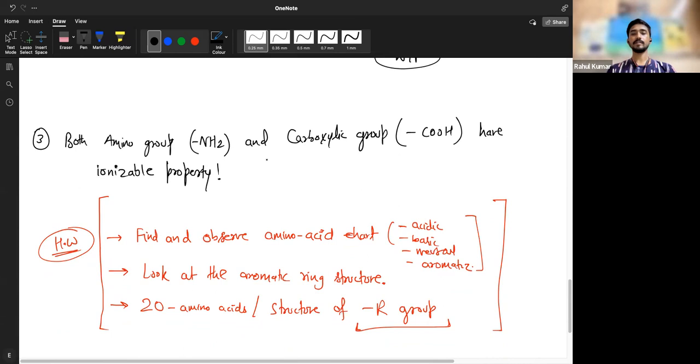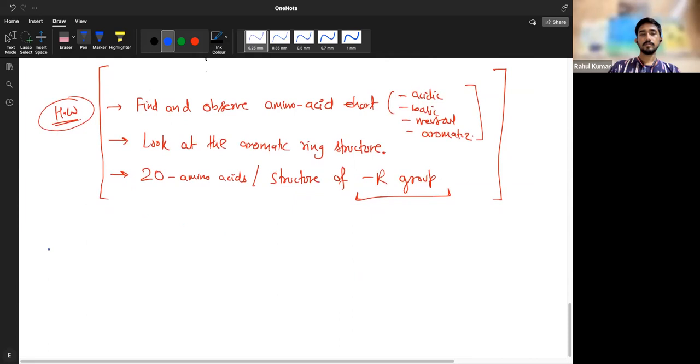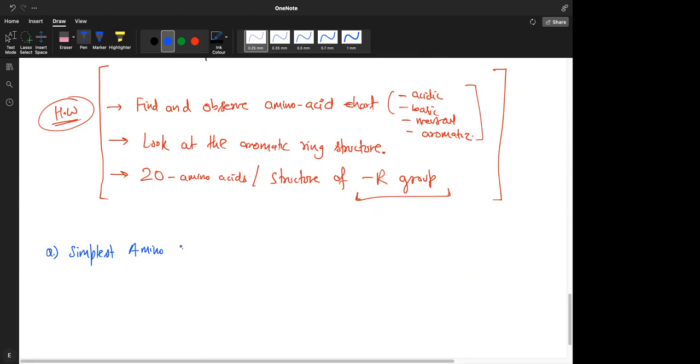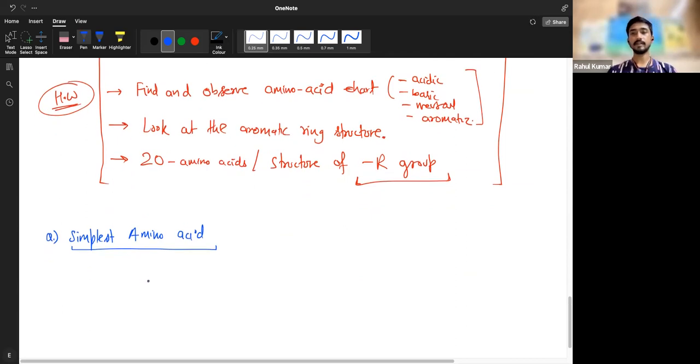Which is the simplest amino acid, if I ask you? Let's start with this question. What can be the simplest amino acid? Glycine. And why is it simplest? It's very simple. If you understand the logic, every amino acid has a central carbon, and on one side there will be NH2 for sure. On the other side there will be COOH for sure. And on one side there will be hydrogen for sure. So the rest is R.